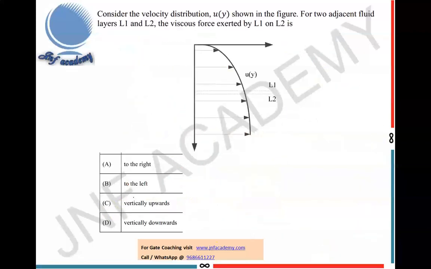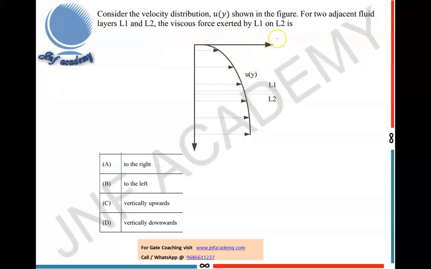Moving ahead to the next problem. Yeah, this is a very conceptual problem. So you need to just understand the concept of viscous force. So viscous force is nothing but, so first let me read out the question. Consider the velocity distribution. They have shown the velocity distribution in such a way that as the y-axis increases, the velocity decreases. For the two adjacent layers, L1 and L2, this is layer 1, this is layer 2.